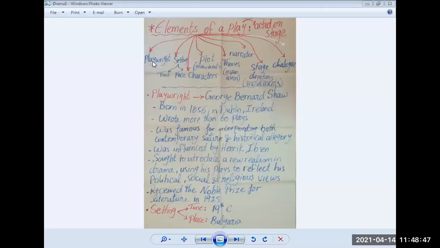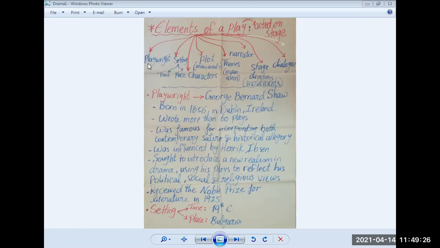So, what are the elements of a play? What are the elements of drama? Here they are. Just bear in mind that a play is acted on stage. So, its elements are playwright, setting, which is divided into time and place, characters, plot, which means the main events, themes, which are the main ideas, the narrator, stage directions, which mean the movements of the characters on stage, and the dialogue.